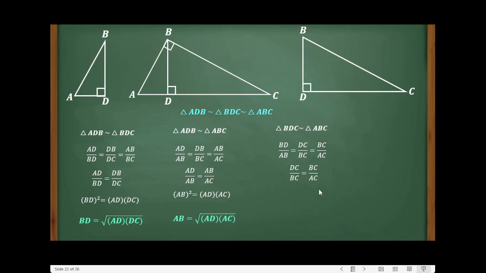The resulting proportion with only two ratios is DC over BC is equal to BC over AC. So we transform this equation, solving for segment BC. And that is BC is equal to the square root of the product of DC and AC.